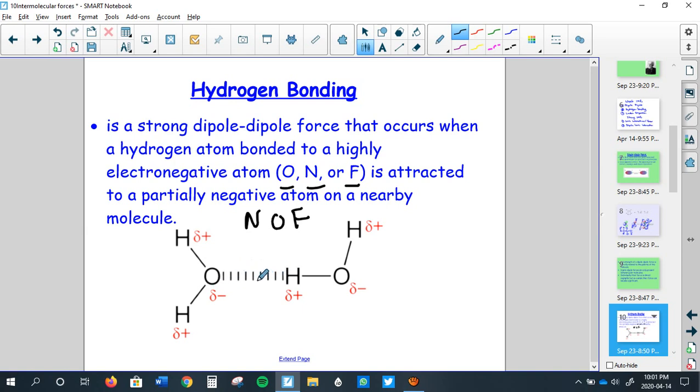Now this is normally what happens with dipole-dipole interactions, but because this is happening between oxygen and hydrogen in a molecule like water, a great example, it is hydrogen bonding. The same thing would happen with a molecule that has hydrogen and nitrogen, or hydrogen and fluorine. Okay, so that's hydrogen bonding.